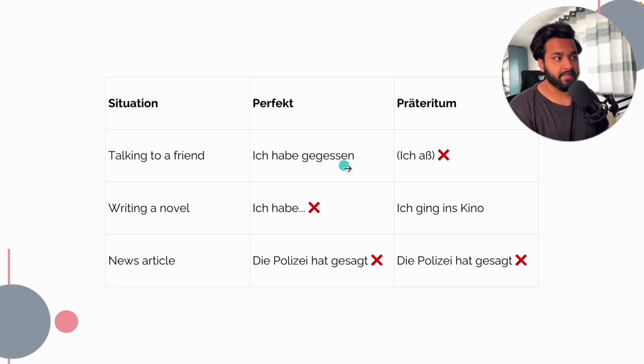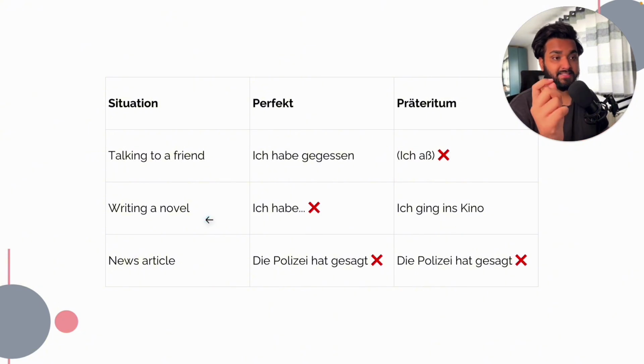You just say ich habe gegessen. And both basically mean, in English, I ate. Then we have the next situation, which is writing a novel. At first we have the perfect form: ich bin ins Kino gegangen. And then the other one: ich ging ins Kino.